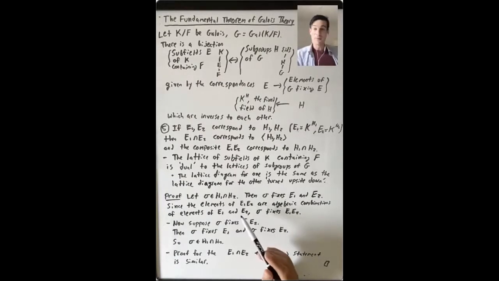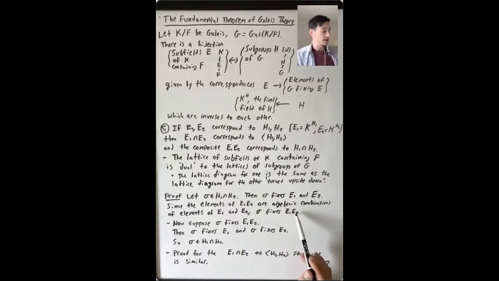So if you think of E1 as being, say, F adjoin alpha 1 through alpha n, and E2 being F adjoin beta 1 through beta m, you can think of the elements of the composite E1, E2 as being polynomials in these alphas and betas with coefficients that are in F. So that's what I mean by algebraic combinations of elements. So sigma fixes each one of those alphas and each one of those betas. So sigma fixes the composite field E1, E2.